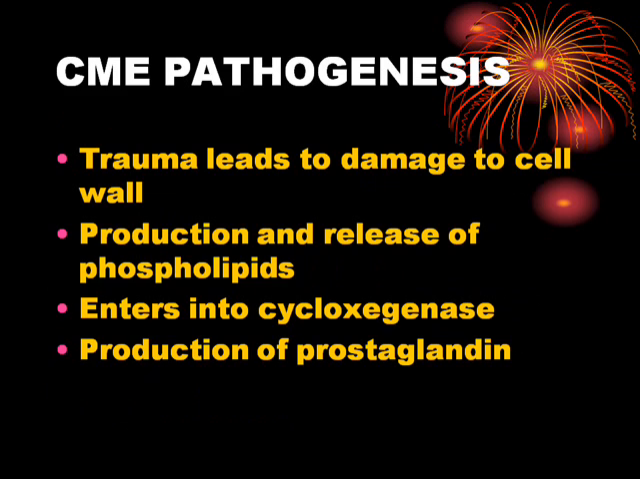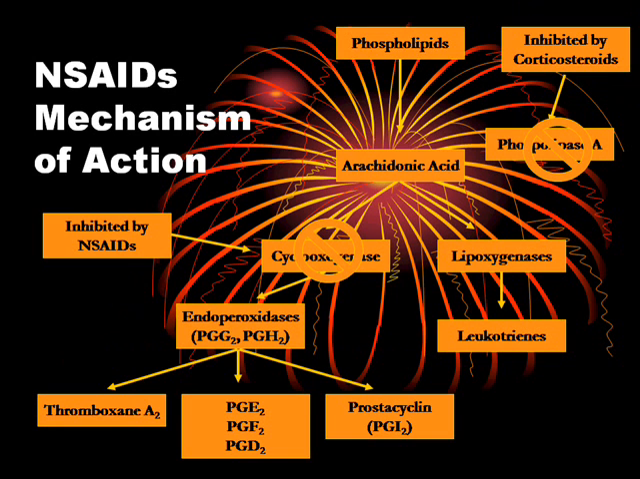In the pathogenesis of surgical CME, or the post-surgical CME, trauma is the leading cause. Trauma to the iris, a physical trauma or a psychological trauma. The physical trauma leads to damage to the cell wall. This releases the phospholipids, which are converted into arachidonic acid by the phospholipase.